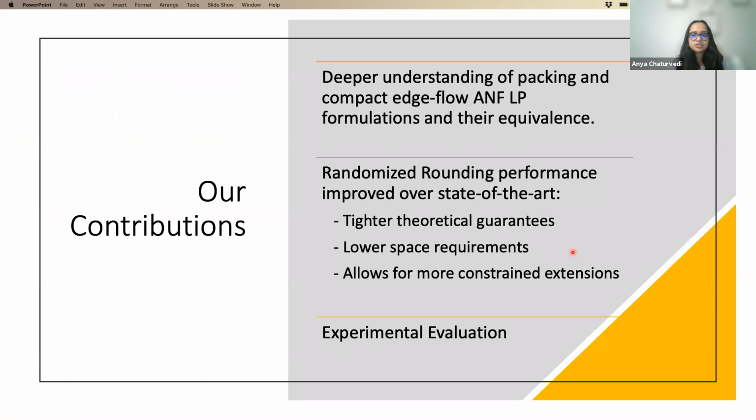Our major contributions in this paper are: we developed a deeper understanding of packing and compact edge flow ANF LP formulations and their equivalents. Our application of randomized rounding improves on performance over the state of the art by giving tighter theoretical guarantees, requiring less space and allowing for more constrained extensions. We also provide an experimental evaluation of our algorithms.